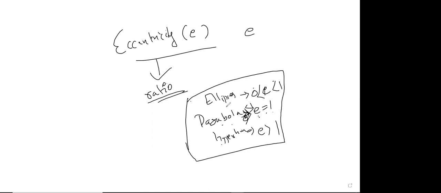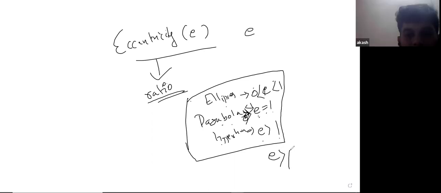And for a hyperbola, E is greater than 1. It's a ratio. Let me define it.